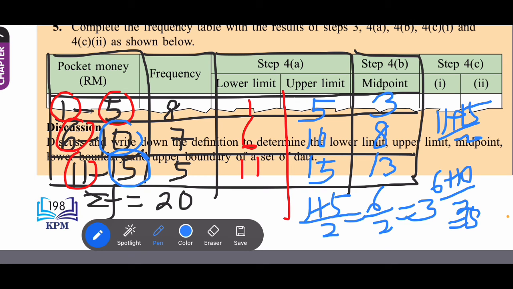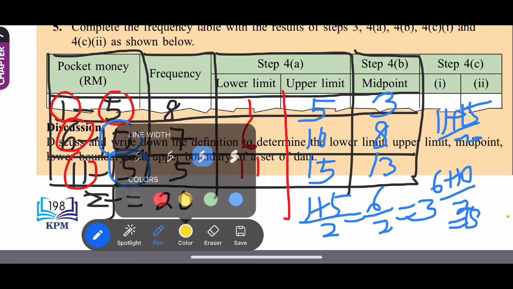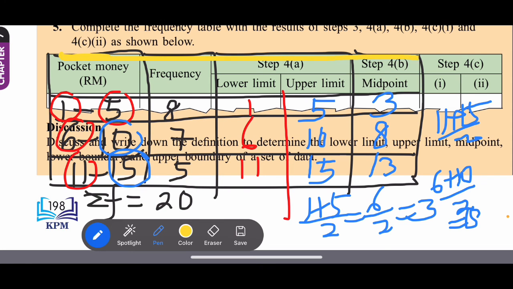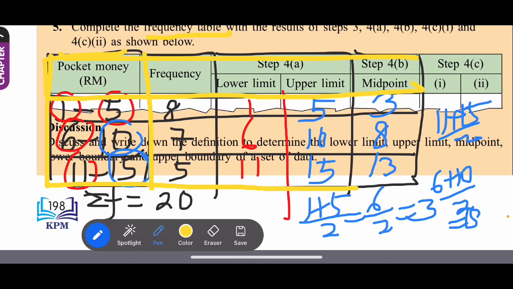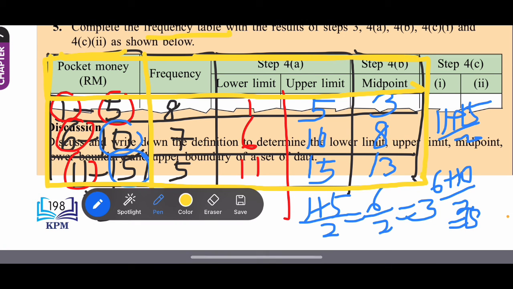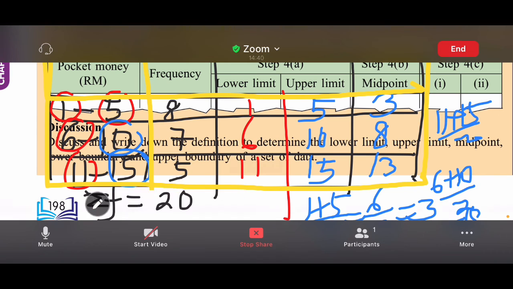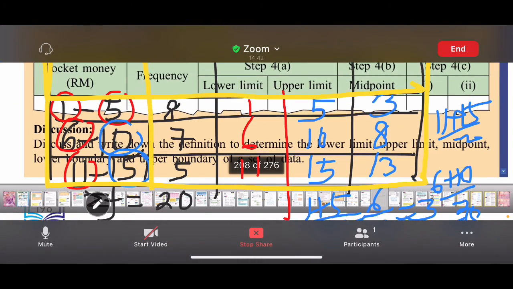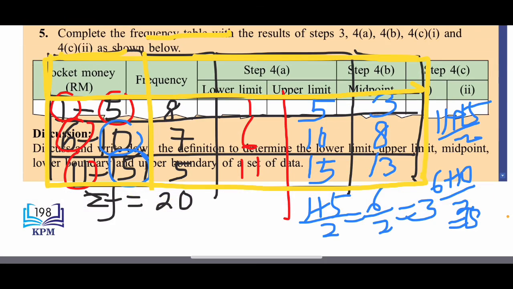So basically this is the so-called simple frequency table, right? Frequency table. So we have class interval, we have frequency, okay, we have lower limit, we have the upper limit and the midpoint. So this is the activity that you need to do in order to make sure you understand what a frequency table is. All right, so I think that's all my sharing for today's class.